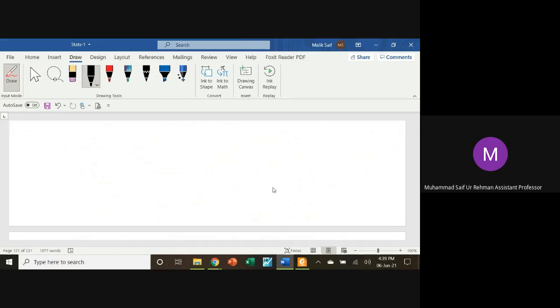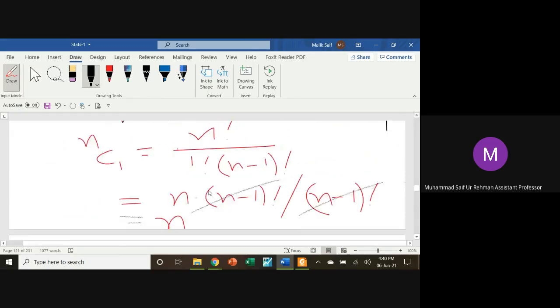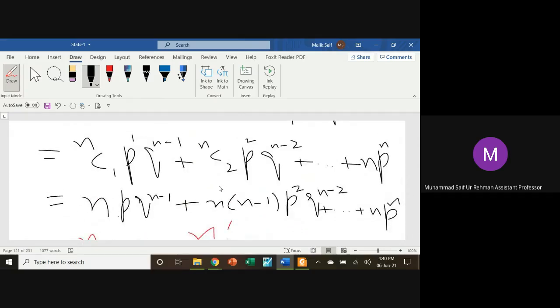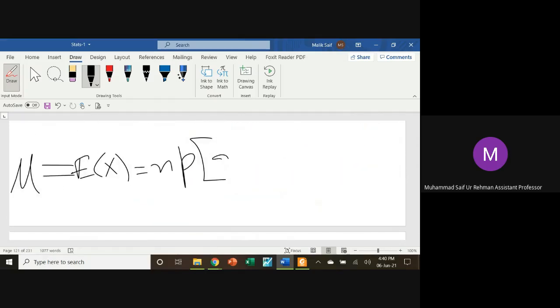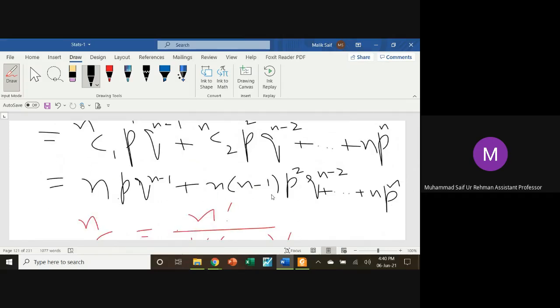So when you take NP common, this will become mu or EX will equal NP. You are going to take this NP common. So what will be there? NP out, q power n minus 1 will remain there in the braces. Q power n minus 1 plus next term. NP is out, and we will remain with n minus 1p.